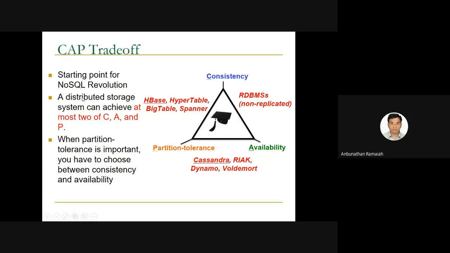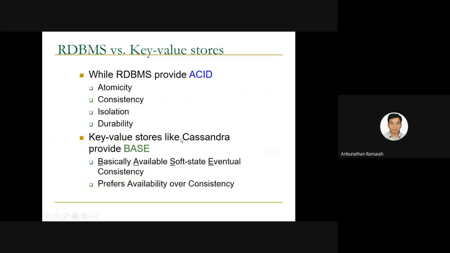Starting point of the NoSQL revolution: a distributed storage system can achieve at most two of C, A and P. When partition tolerance is important, you have to choose between consistency and availability. So you have to decide which one is important for you. While RDBMS provide the ACID properties, that is atomicity, consistency, isolation, durability, Cassandra gives basically available, soft state, eventual consistency.